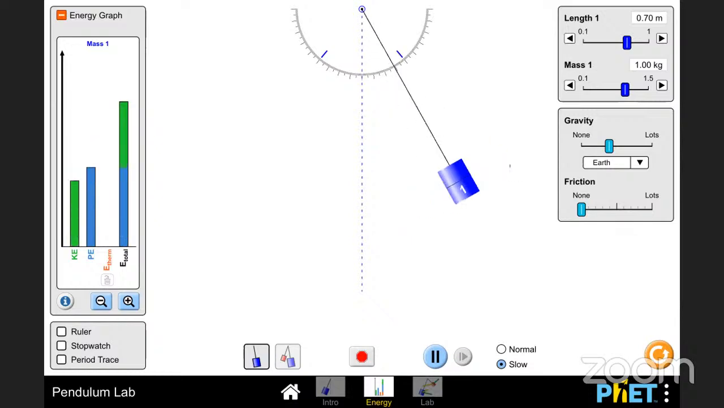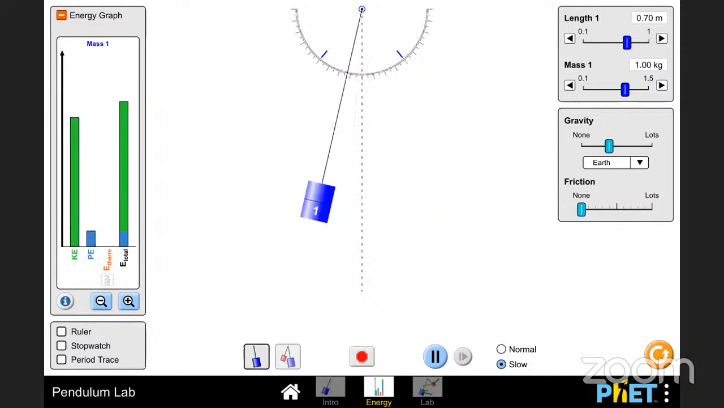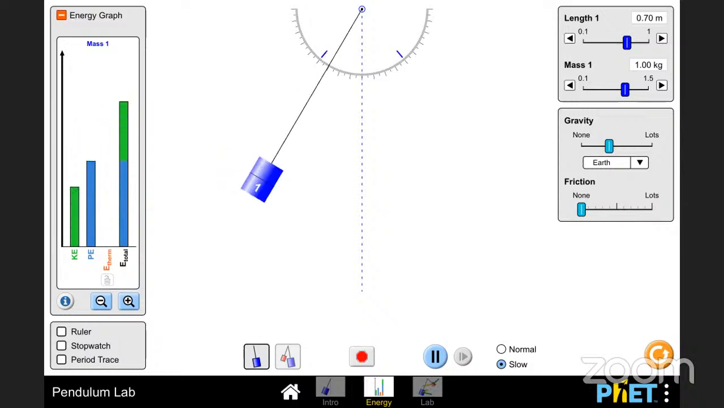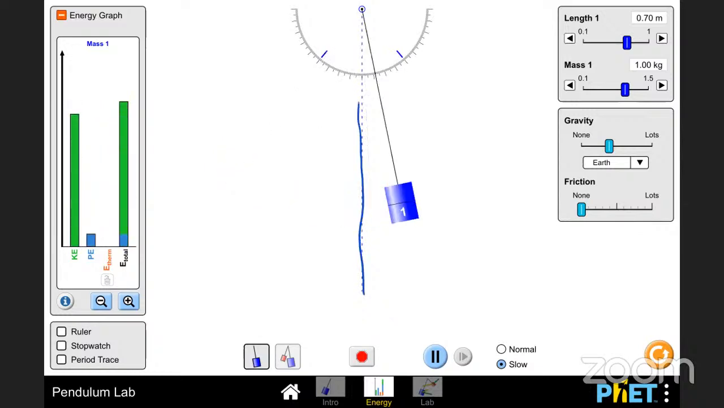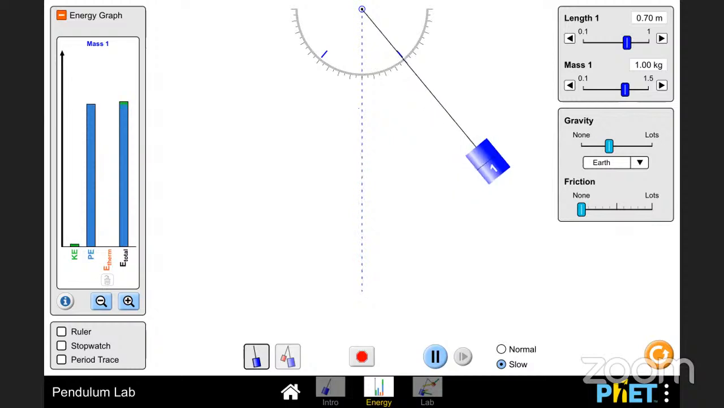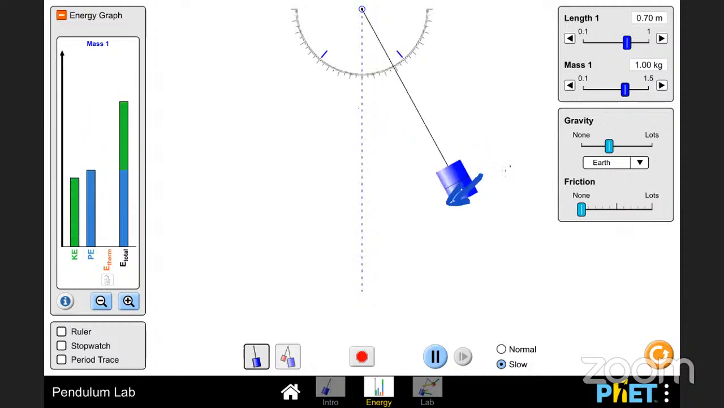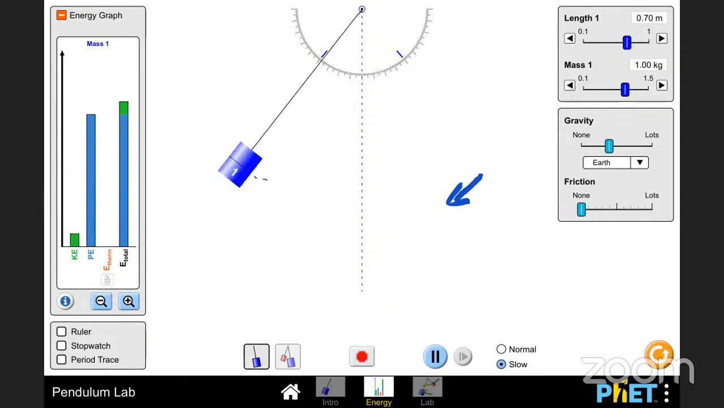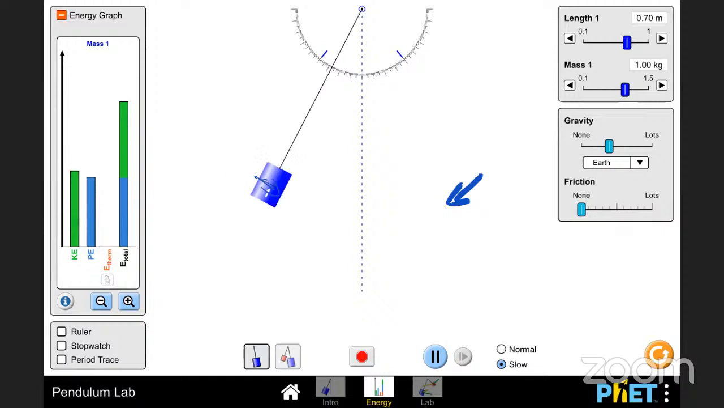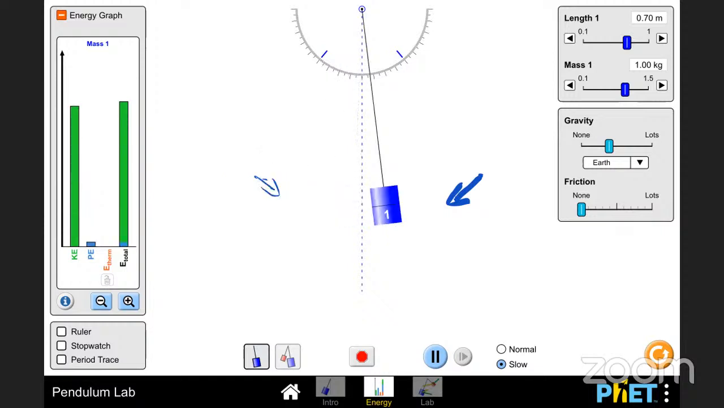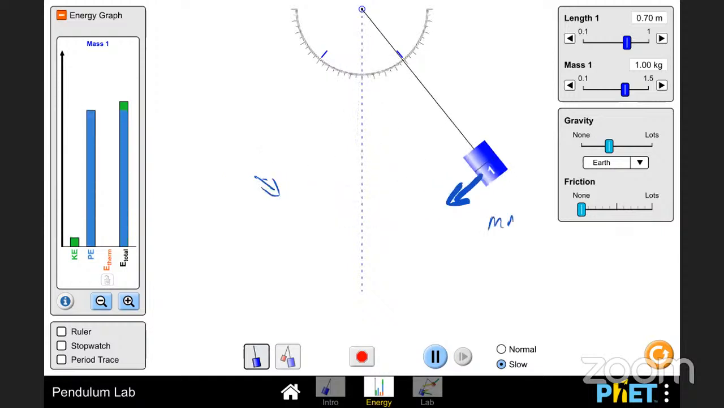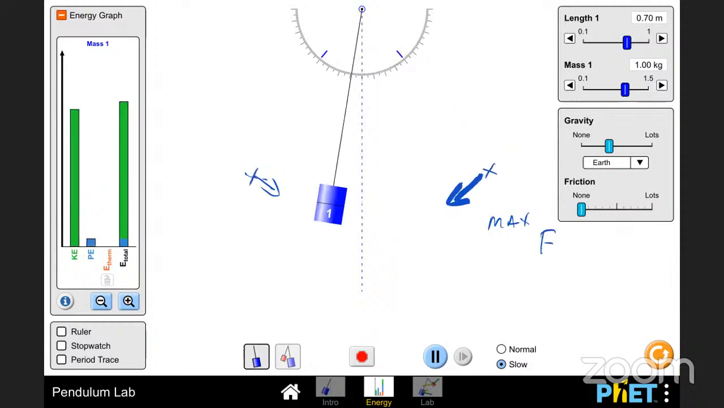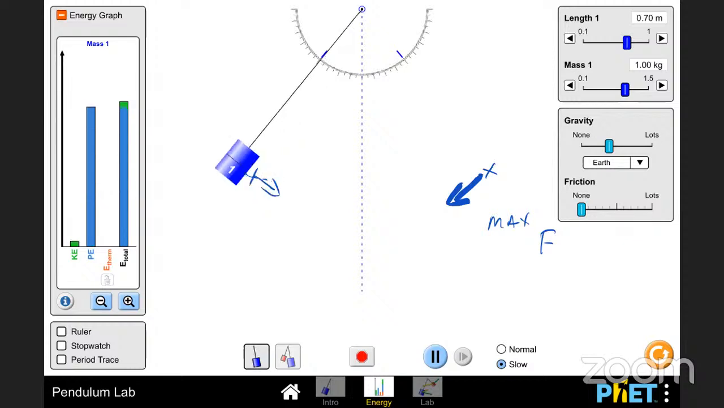If I allow this to oscillate until all the energy is gone, it will go back to the middle here. So the restoring force is pulling it back towards the center. You see that? So the maximum restoring force is at this point here. Maximum restoring force, right?